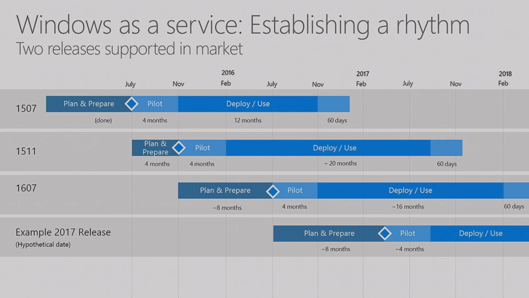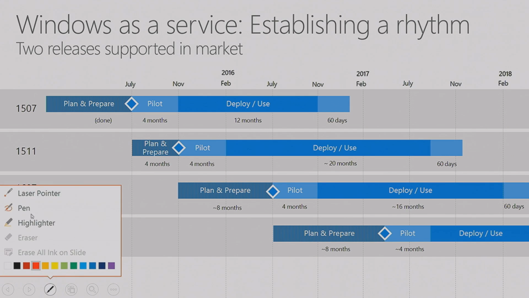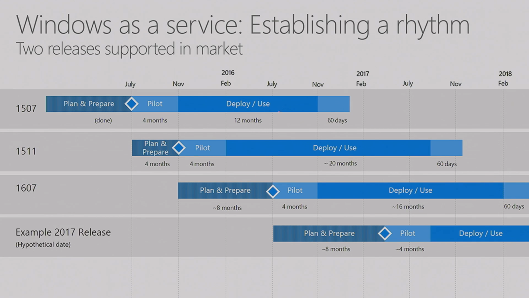A lot of customers will ask, well, can I skip one of these? And our general answer is, well, yes, but you probably don't want to. So imagine you're running 1507 today and you wanted to skip over to 1607. Technically, you could do that, but if we look at this from a timeline perspective, you wouldn't want to start deploying it until we've released it, and you need to finish it by the end of that grace period.